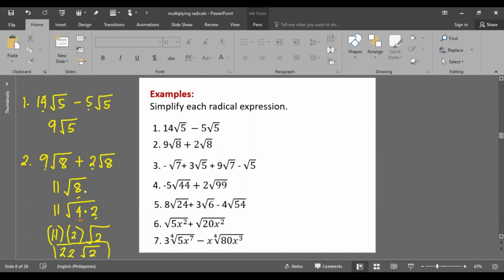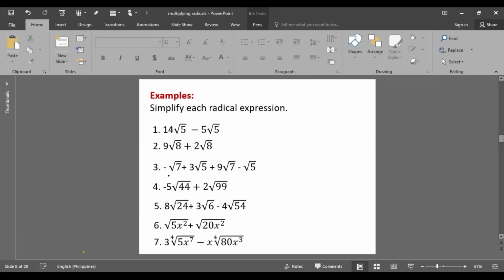Hanggat pwedeng masimplify yung radicand, dapat isimplify nyo. Okay? Number 3, negative the square root of 7 plus 3 the square root of 5 plus 9 the square root of 7 minus the square root of 5.